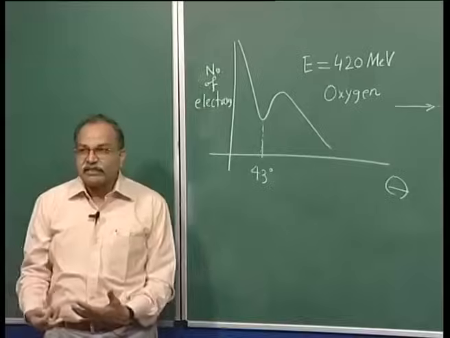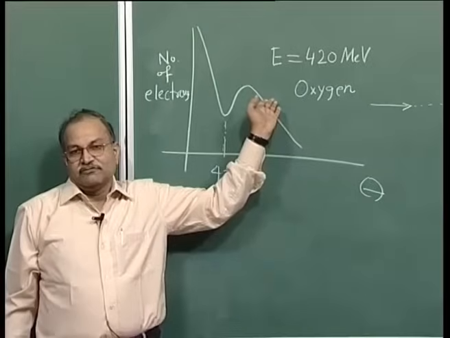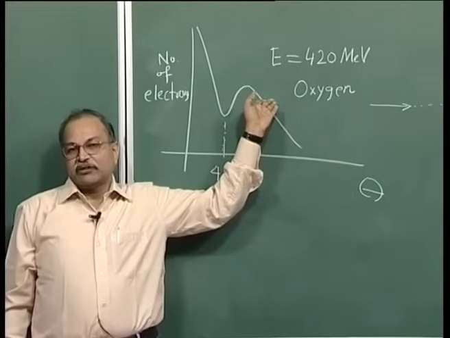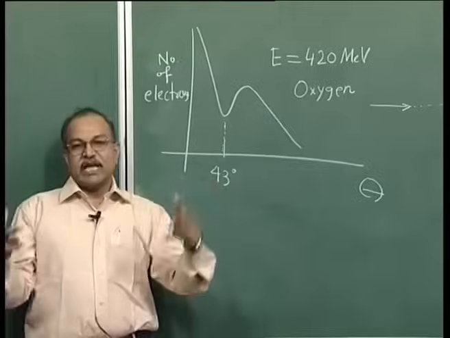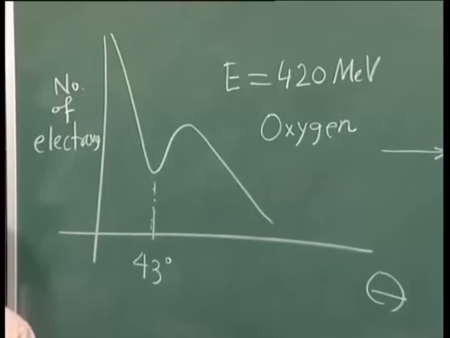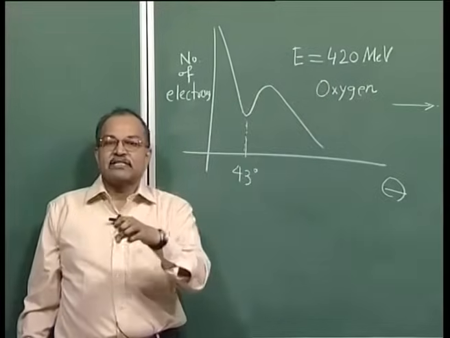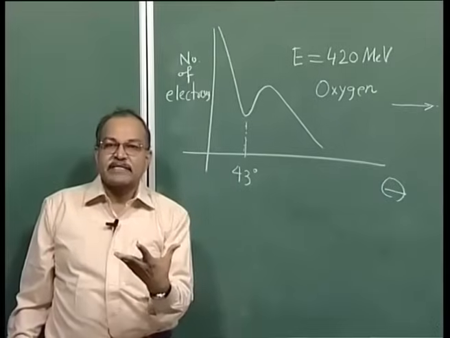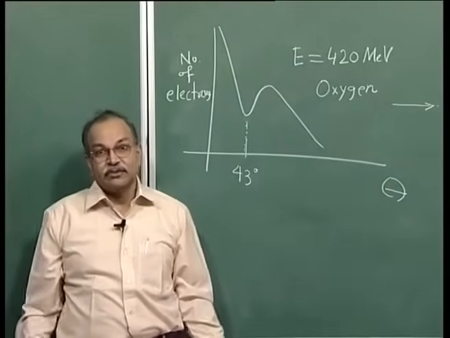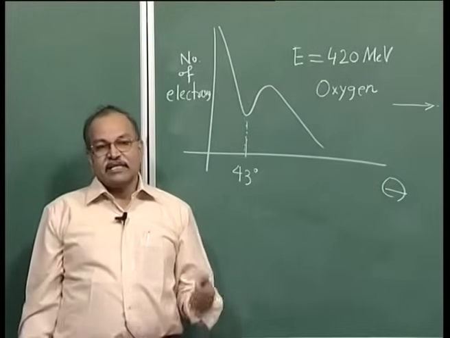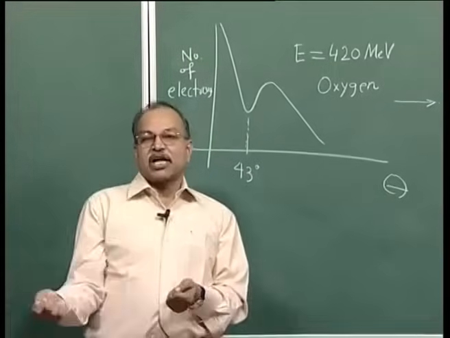Now, how do you know that the scattering is from the oxygen nucleus? We are trying to find information about the oxygen nucleus, but in the sample you also have electrons, and these electrons which are bombarded on the sample can also get scattered from electrons of that material, and they do. But if an electron strikes another electron, lots of energy will be transferred.